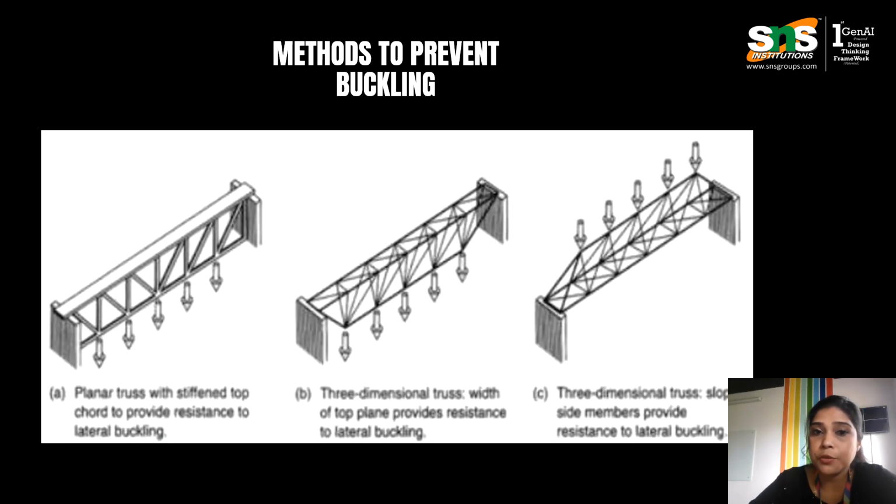Next is the method to prevent buckling. For a planar truss, stiffened top chords provide resistance. So we have to stiffen the top chords so that they can resist lateral buckling. In a three-dimensional truss, the width of the plane provides resistance to lateral buckling. So we have to increase the width of the truss. And in a three-dimensional truss, sloped side members provide resistance. So the reason we make the slope on both sides of the trusses is to avoid lateral buckling.